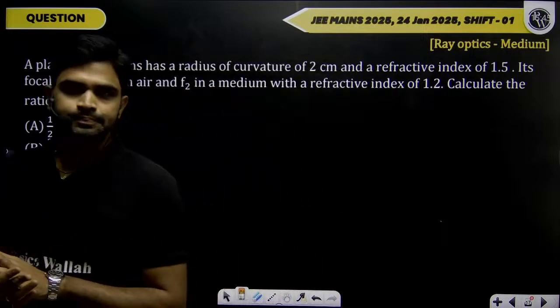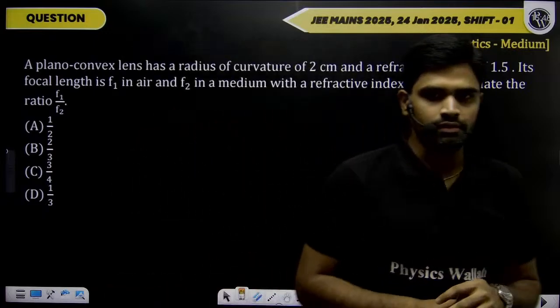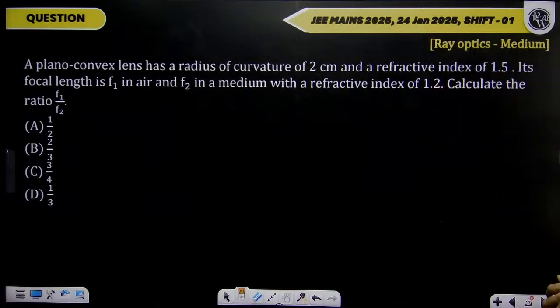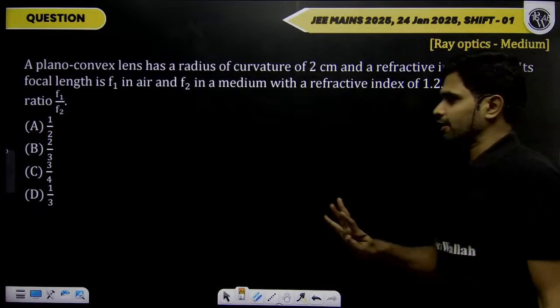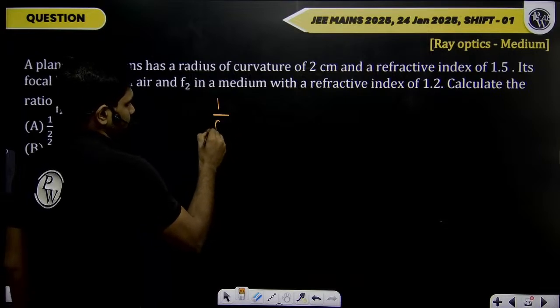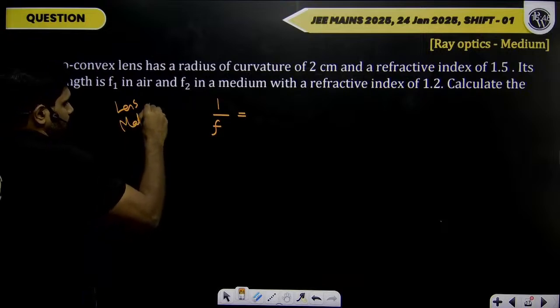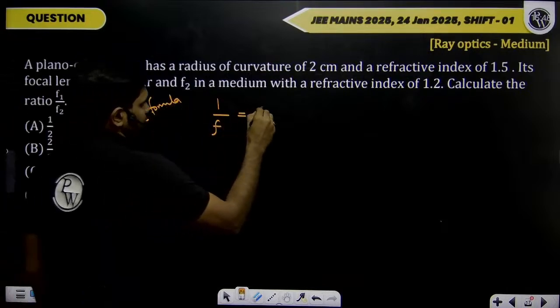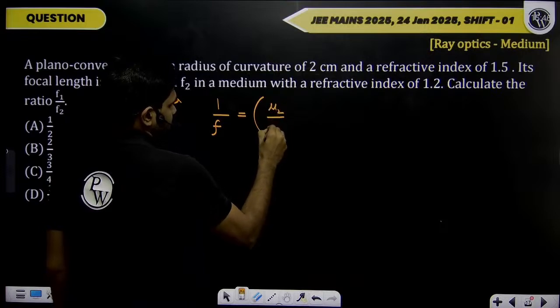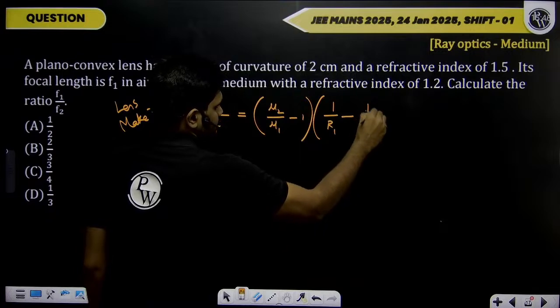Next question. A plano-convex lens has a radius of 2 cm and refractive index of 1.5. Its focal length f1 is in air and f2 is in a medium of 1.2 refractive index. It's again kind of an easy to medium question because it is direct formula based. What is the focal length formula, or Lensmaker formula? Lensmaker formula is 1 by f is mu 2 by mu 1 minus 1, 1 by r1 minus 1 by r2.